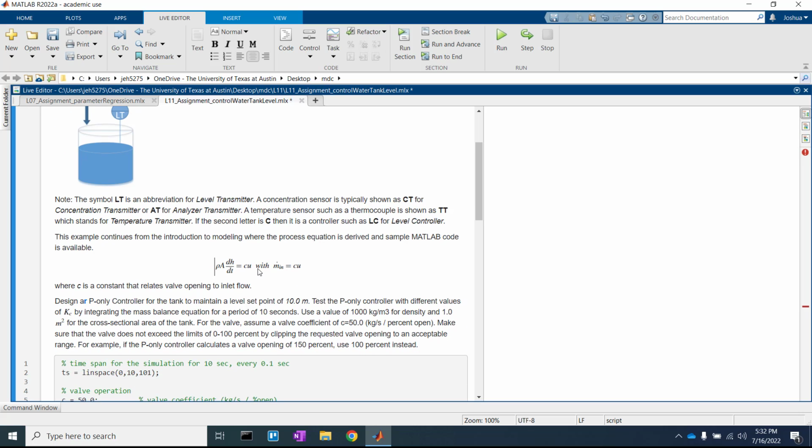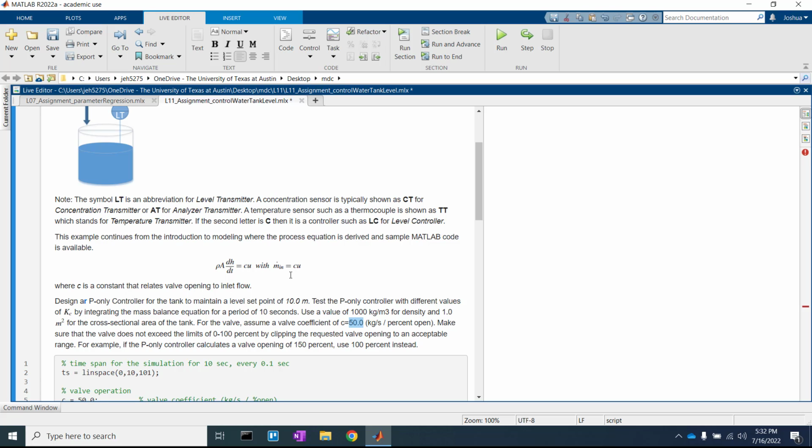So we have some balance for the change in height, which is dependent on this Cu. C is some coefficient for the valve. So we're going to assume that it's 50, which means 50 kilograms per second per percent open. And U is going to be the valve setting. In reality, usually valves are not this linear setting. Some are, and that's actually a good advantage for some, especially in controllers, to have that linear setting. Others aren't quite that linear, and we'll discuss that later in the course.